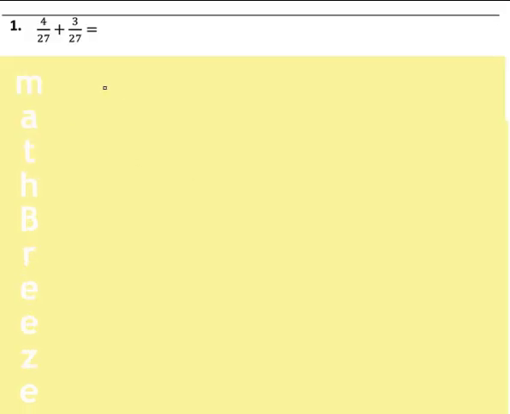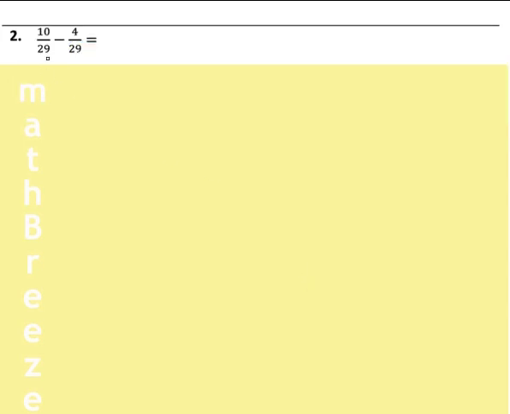In number 1, we have 4/27, and we're adding 3/27. We have the same denominator. So how many 27ths do we have all together? We have 4 plus 3, we have 7/27. So we just add the numerators. If we have a common denominator or the same denominator, just add the numerators.